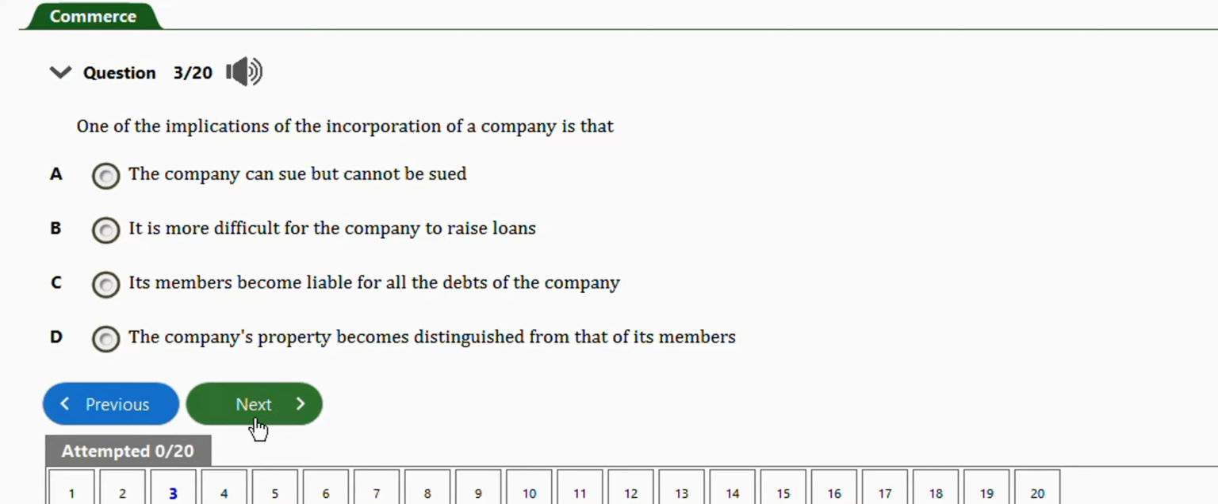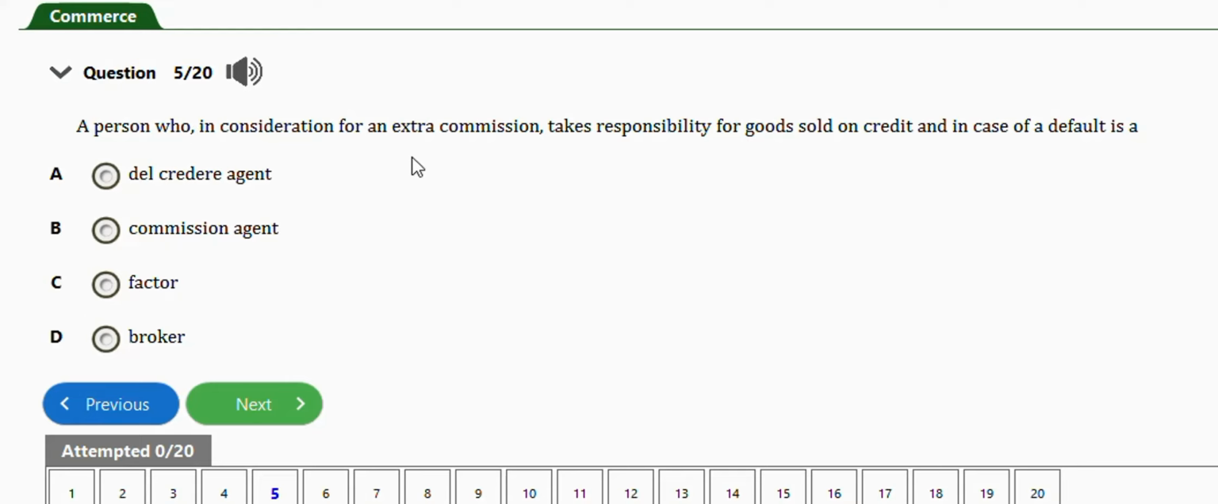This question is this one. A person who, in consideration for an extra commission, takes responsibility for goods sold on credit and in case of a default is a creditor agent. That's the right answer, option A. Okay, next question.